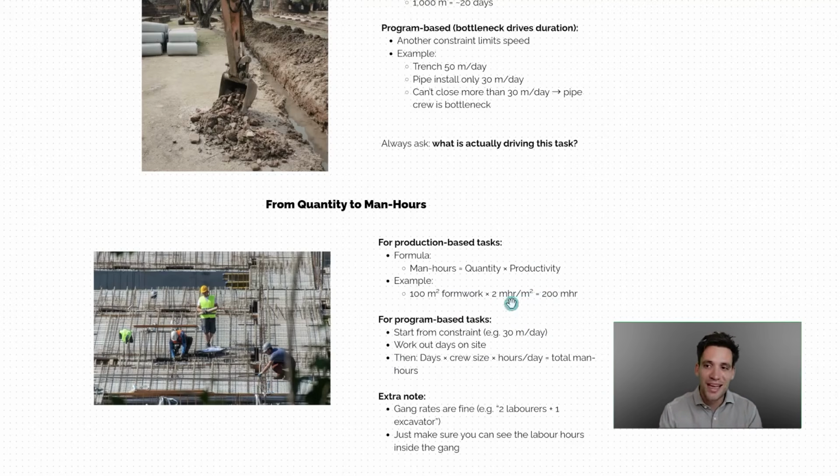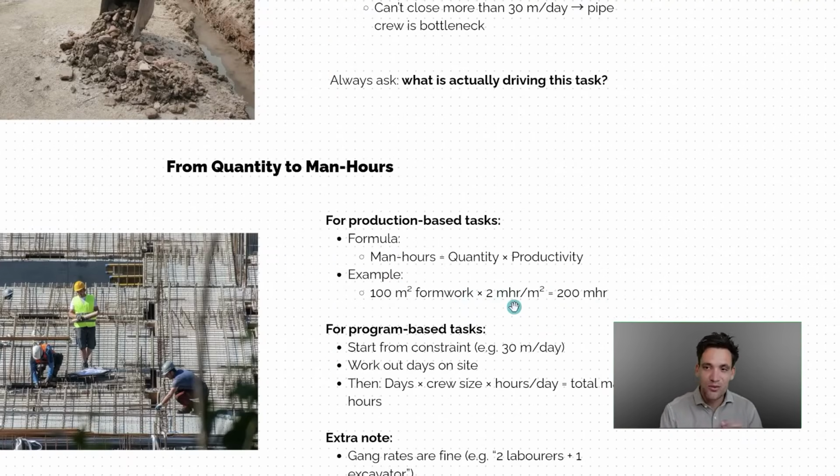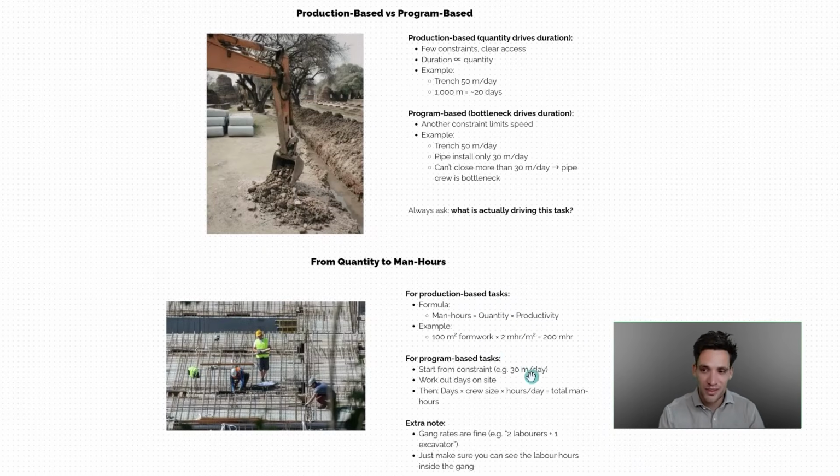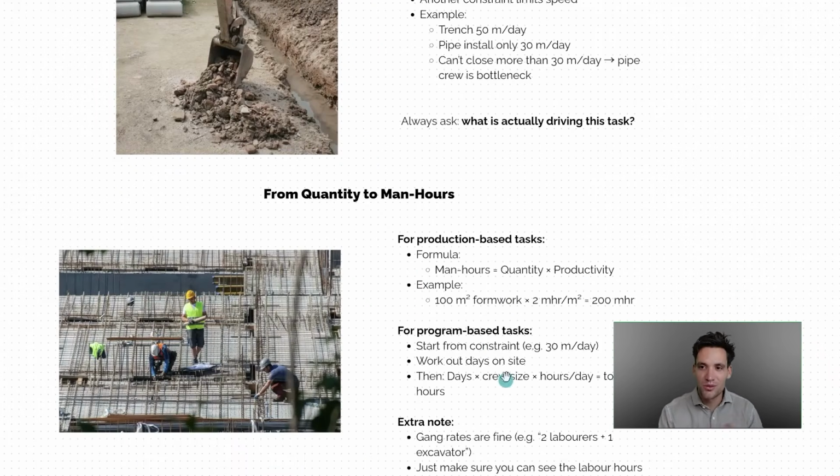Some people get confused and they'll divide 100 by 2, which would be wrong. You have to pay attention to these units. For example, this formwork activity, I'm measuring in the number of hours per meter squared of formwork. So if I multiply by the quantity of formwork, I get the number of hours. But some people write productivities as how many meters squared someone could do per hour. So in that example, the correct production rate would be 0.5, and then you divide the quantity by the production rate. Again, pay attention to your numbers, make sure you have the units around the right way.